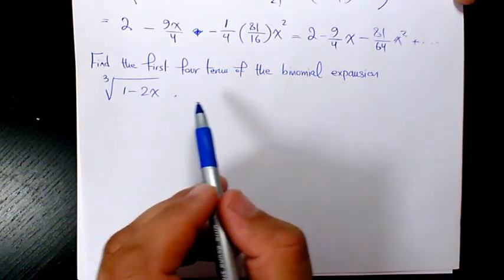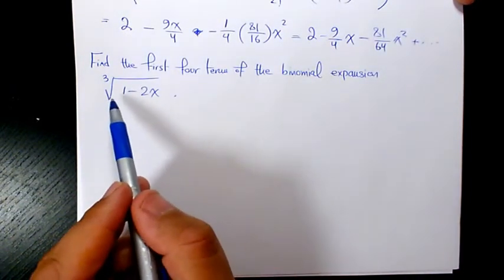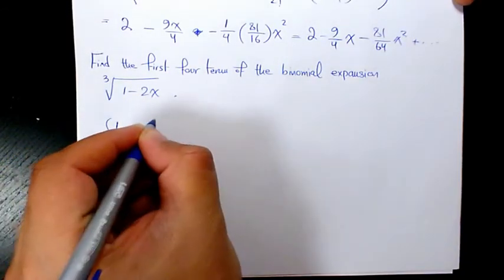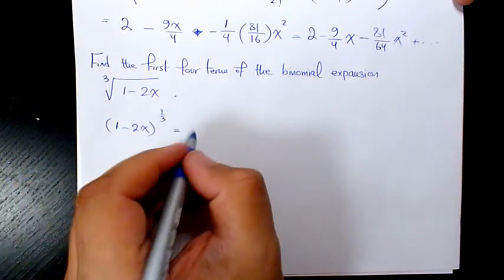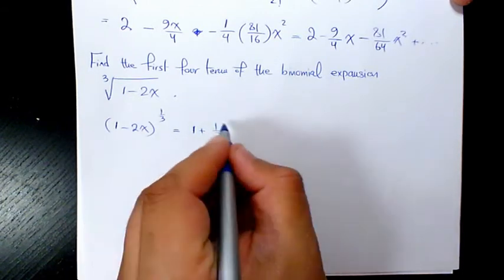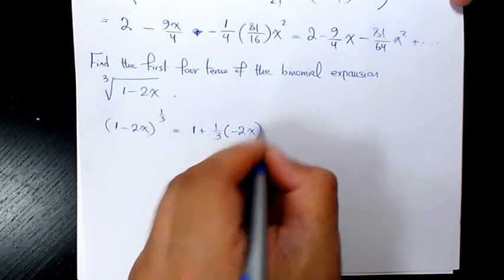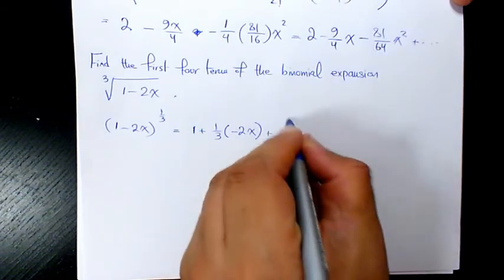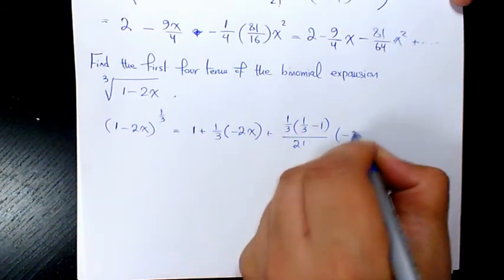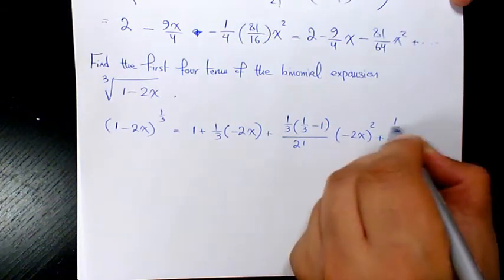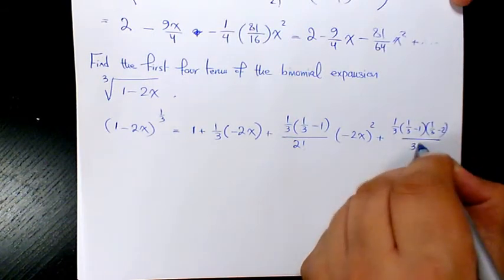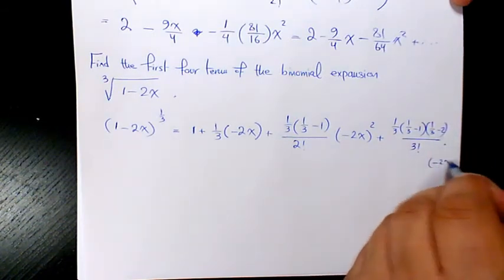Find the first 4 terms of the binomial expansion of cube root of 1 minus 2x. So that's going to be 1 minus 2x to the power of 1 over 3. That's going to be 1 plus 1 over 3 times negative 2x plus 1 over 3 minus 1 over 2 factorial, minus 2x to the power of 2 plus 1 over 3, minus 1 over 3 minus 2 over 3 factorial times negative 2x to the power of 3.